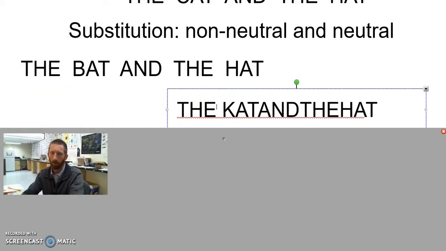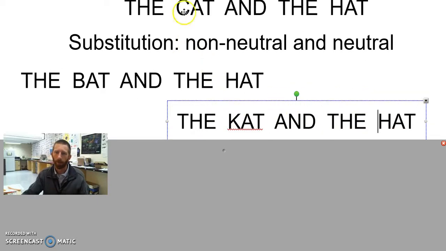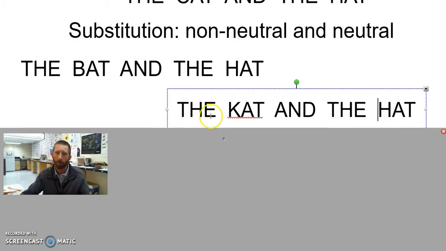Okay, so we could also have a neutral substitution, right? So we could do something like this, and we've replaced our C with a K, right? And so the cat and the hat, if you spell it phonetically, it still works. It still makes sense. So that's a neutral substitution. It doesn't change the shape of the protein. It doesn't change the function of the protein. Okay, so that's a substitution.